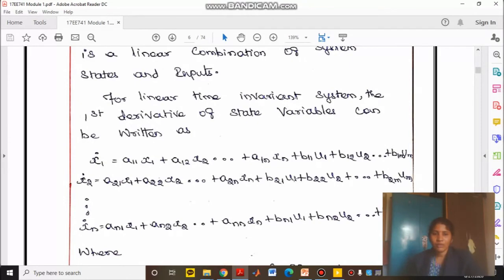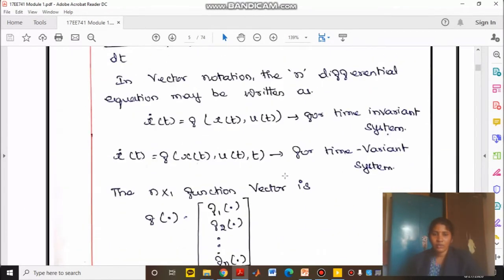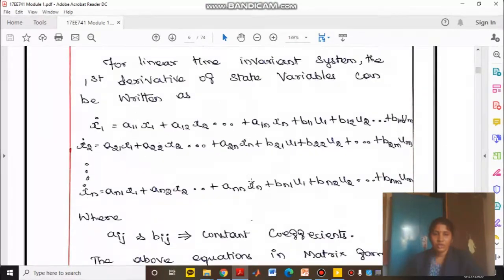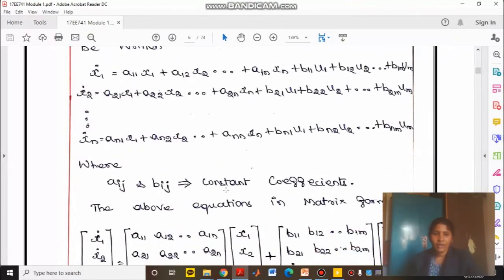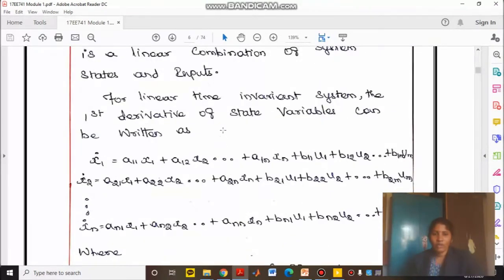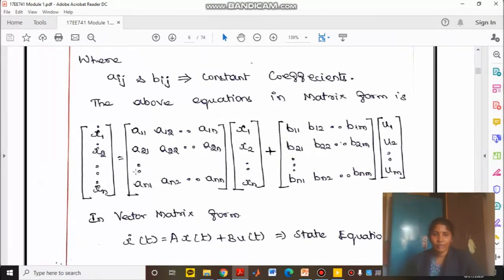When you compare this equation with the previously analyzed one, your state variable representation is a function of your state variable and input variable. You are just expanding and writing. Here aij and bij are nothing but constant coefficients. All these equations can be compressed and written in the form of a matrix as shown over here. So in vector matrix form, x1 dot, x2 dot, x3 dot, it is your A matrix times x1, x2 till xn. It is the state variable. If you have n number of state variables, you can write it as x1, x2, x3 till xn.